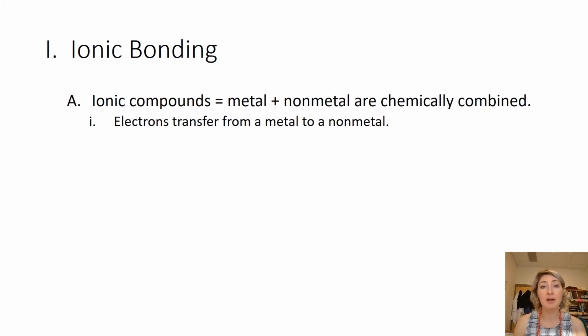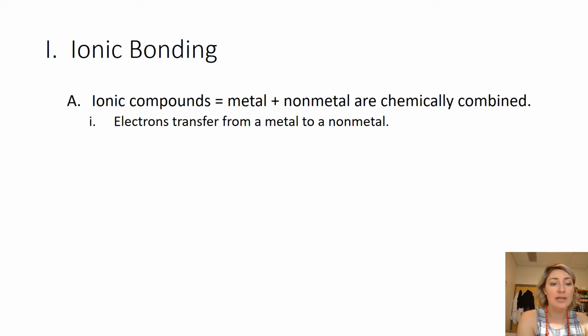An ionic compound is a compound that chemically combines a metal with a nonmetal. In an ionic compound, you have ionic bonding, which means you have electrons transferring from the metal to the nonmetal. So you're going to have a change in charge.